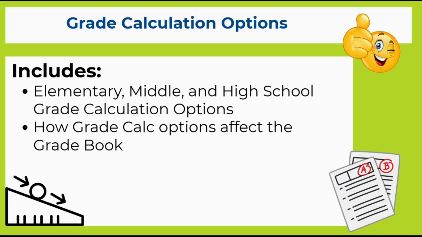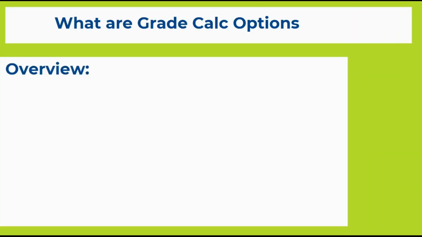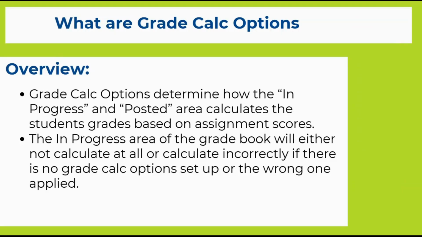The grade calculation segment discusses how to verify that grade calculation options are set up appropriately for elementary, middle, and high schools. What are grade calc options? Grade calc options determine how the in-progress and posted area calculates the student's grades based on assignment scores. The in-progress area of the gradebook will either not calculate at all or calculate incorrectly if there is no grade calc option set up or the wrong one applied.